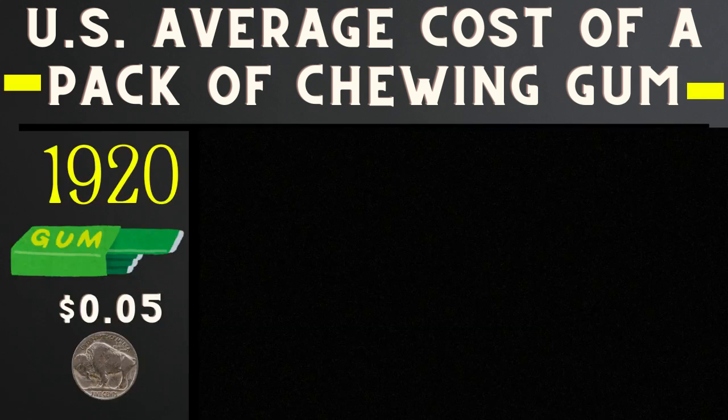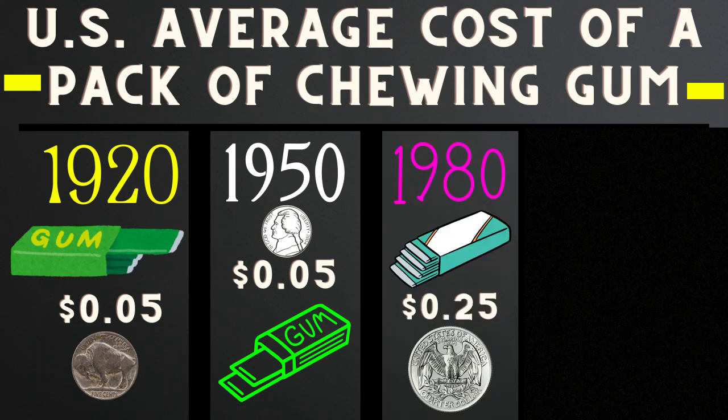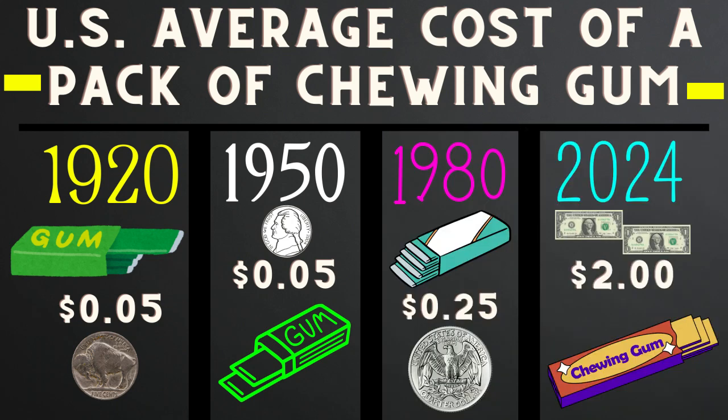Finally, let's take a look at the average cost of a pack of chewing gum in the U.S. In the year 1920, it was 5 cents. In 1950, it stayed at 5 cents. In 1980, it was 25 cents. And now, in 2024, it's at $2.